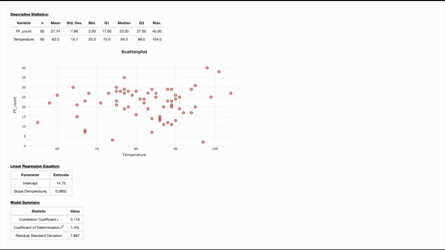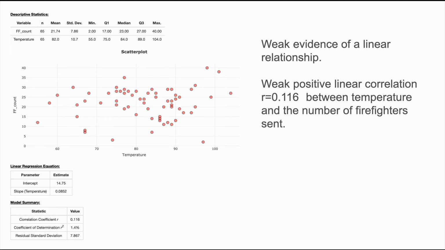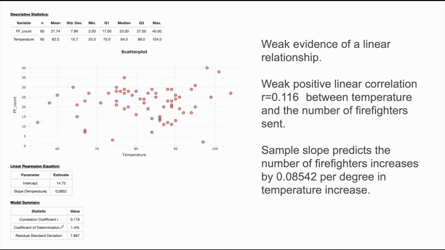Okay, here's some other examples where we're looking at how the temperature changes and the number of firefighters needed. Here I see that there's pretty weak evidence of a linear relationship. This does not look very linear to me, but it is positive. It's just very weak. And so I would say this is a very weak linear correlation between those values.